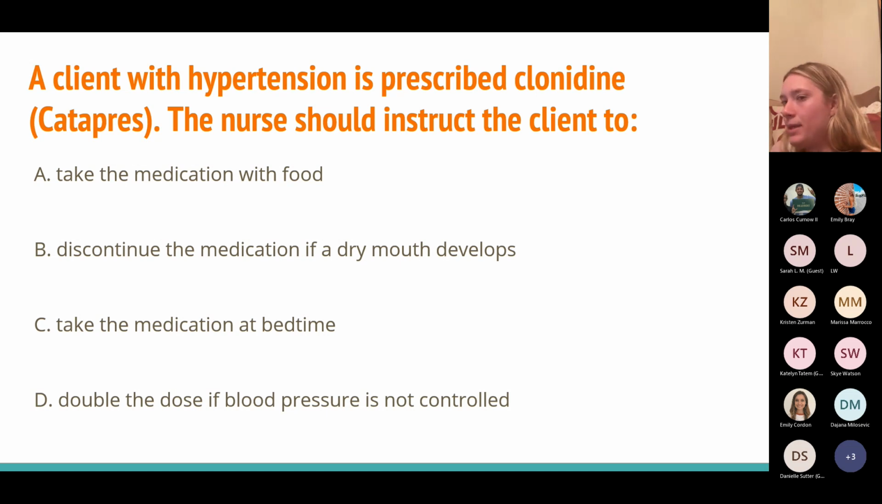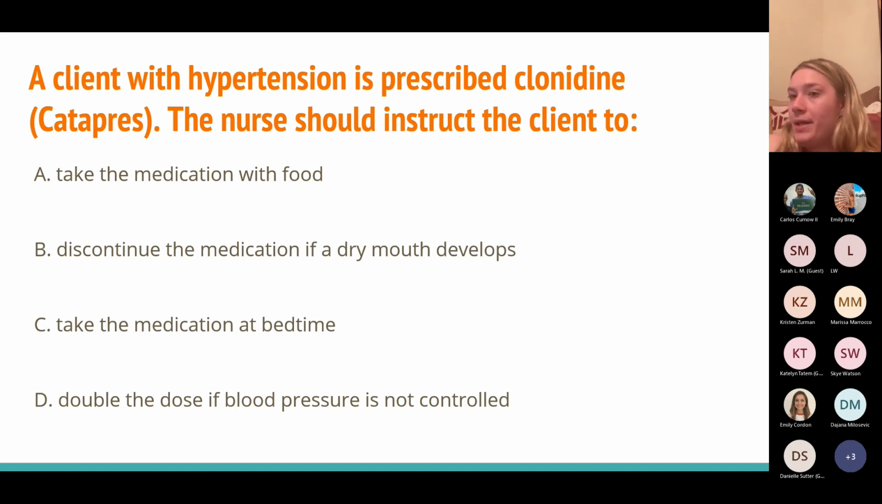Do we think A, B, C, or D? What are we thinking for this? What do we think we should do for clonidine? So the answer for this one is actually going to be C.